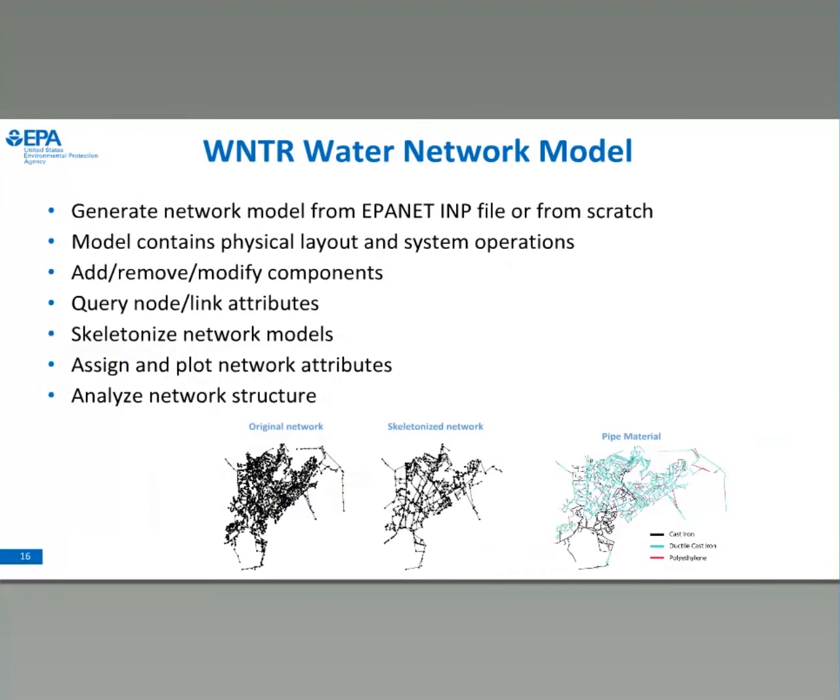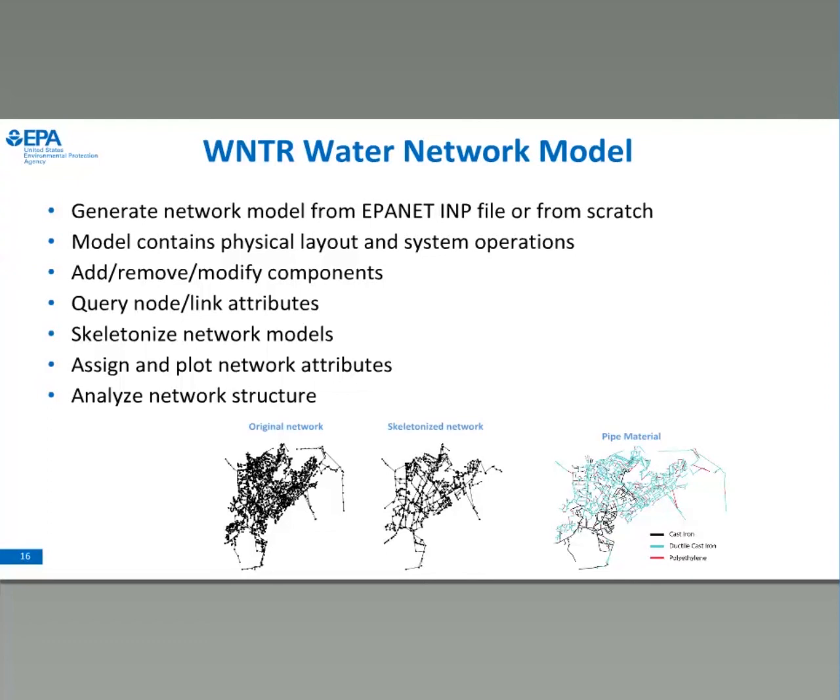So now a little bit more background on the WNTR water network model components. Within WNTR, you're able to generate network models from EPANET INP files, which are the input files for EPANET, or you can directly create them from scratch, maybe from GIS layers or other data sources that the water utility might have on hand. The model contains the physical layout of the system as well as system operations, as I previously mentioned, in terms of operations of the tanks and pumps.